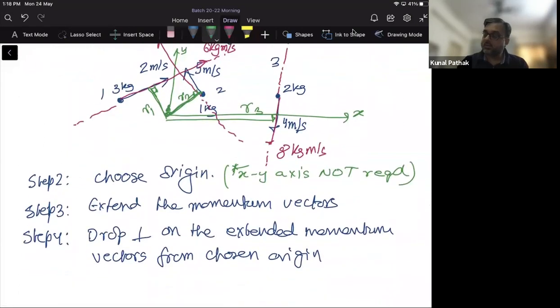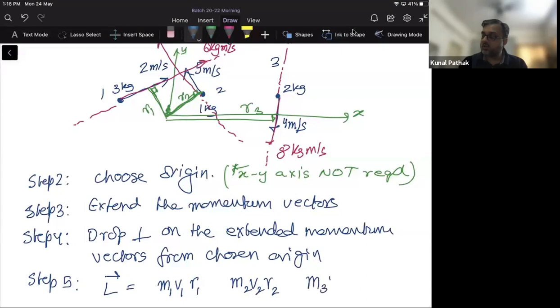Okay, and then step 5, angular momentum is given by linear momentum multiplied by this perpendicular distance. Linear momentum multiplied by this perpendicular distance.